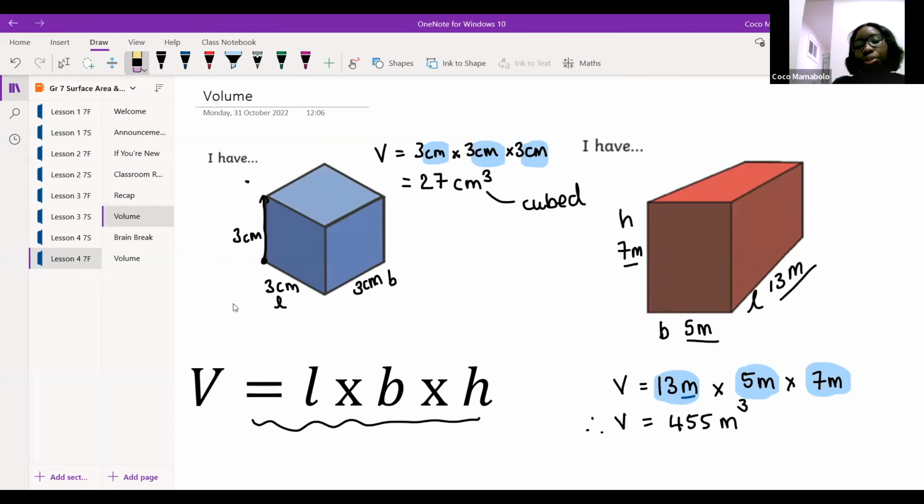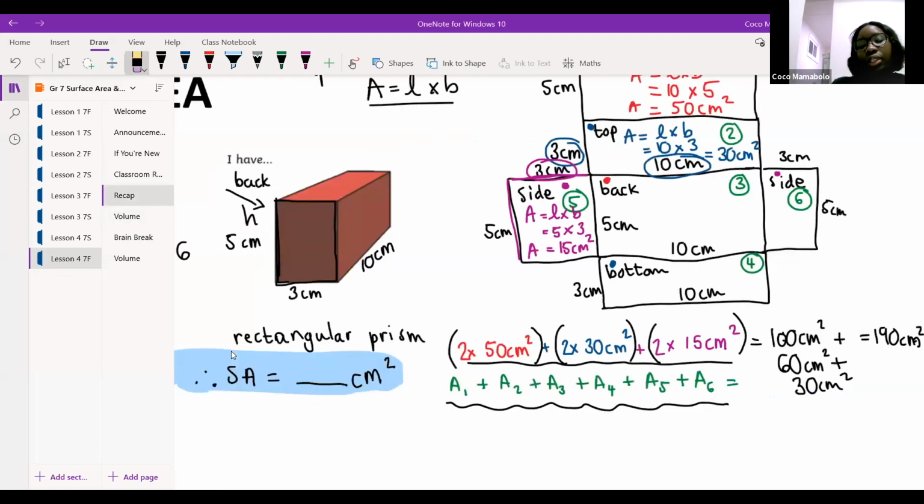Okay, where did I lose you? Ma'am, I was asking, aren't we going to do the surface area? We just finished doing the surface area, my sweetie. We did the surface area on Monday. I don't know if you were with us on Monday. I was with you, ma'am. Yeah, so remember we just did the surface area. This question that we did here, this was the surface area.